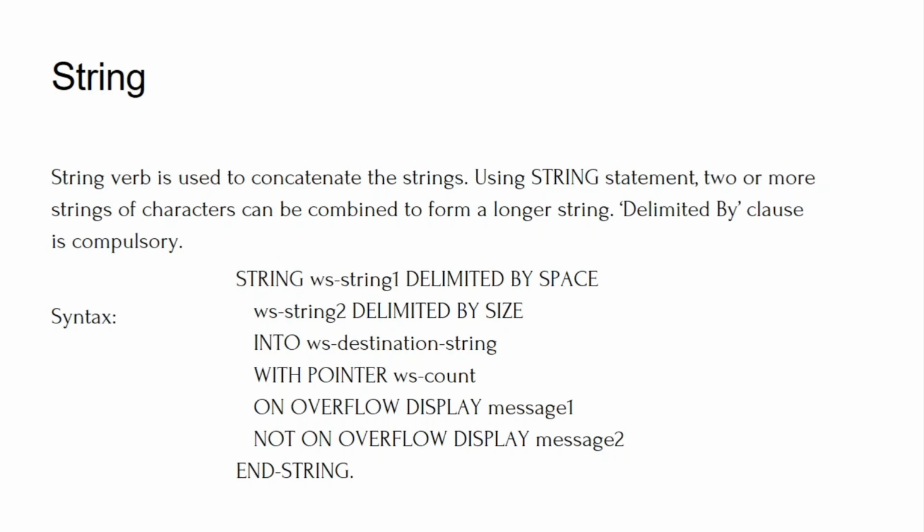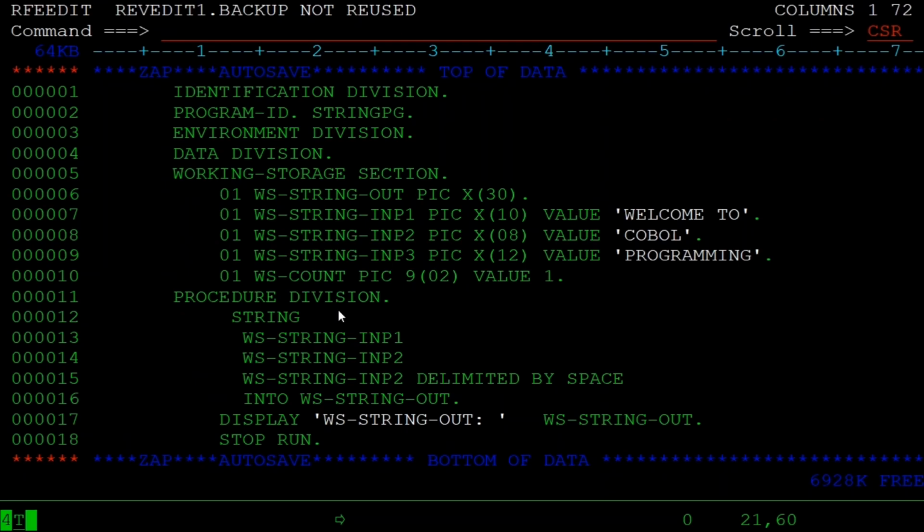In this video, we'll be discussing the STRING statement and the UNSTRING statement. So let's first discuss the STRING statement. The STRING verb is used to concatenate strings. Using the STRING statement, two or more strings of characters can be combined to form a longer string, and the DELIMITED BY clause is compulsory. So this is the syntax we have. Let's first see the program in the mainframe to better understand.